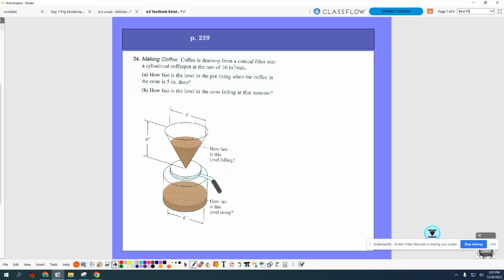What term would it be? Get a new notebook. All right, part A. Suggestions on how to set this up. We are talking about how fast is the level of coffee in the pot rising when the cone is 5 inches deep. I don't know that part matters. So, Roisin, what do I need to find anything in this question?